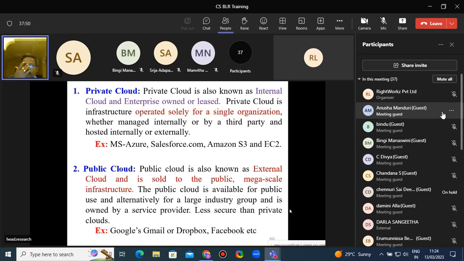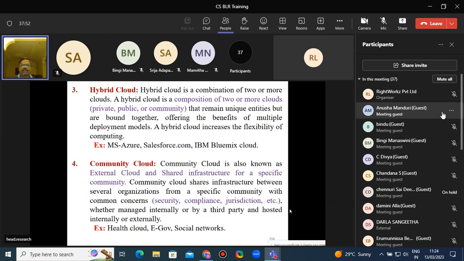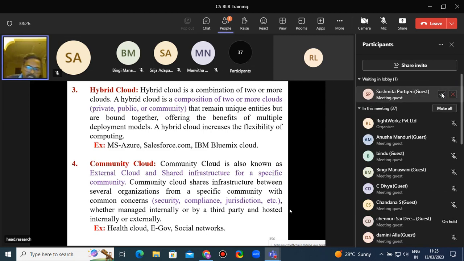Then a hybrid cloud. Hybrid cloud is a combination of two or more clouds. A hybrid cloud is a composition of two or more clouds, private, public or community, that remain unique entities but are bound together, offering the benefits of multiple deployment methods. A hybrid cloud uses the flexibility of computing. Examples: MS-Azure, Salesforce.com, IBM, Google.